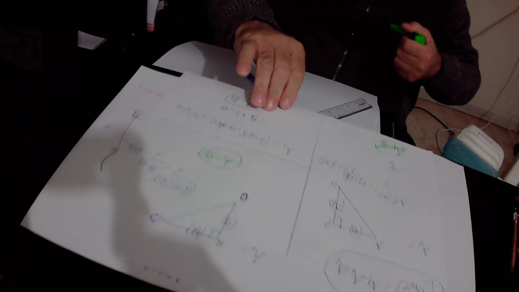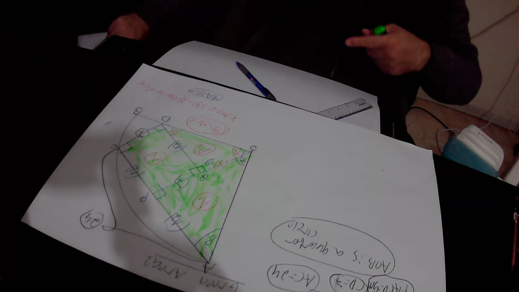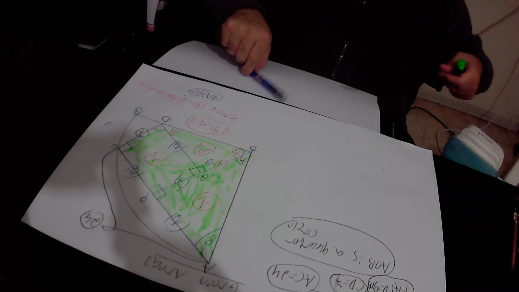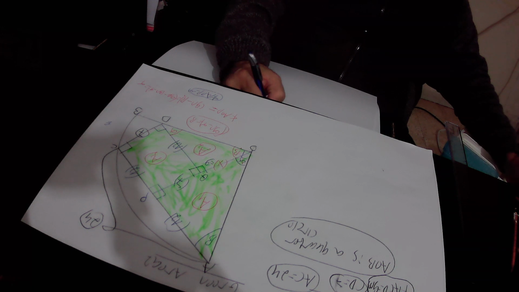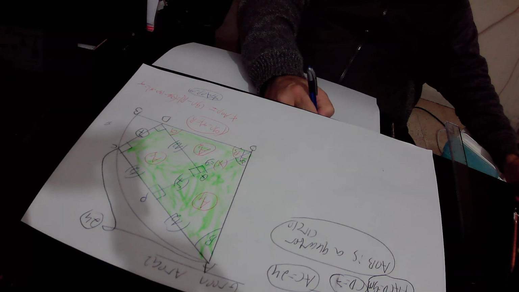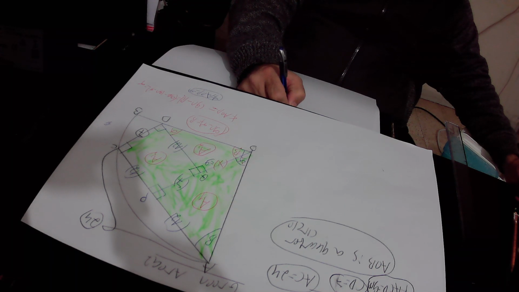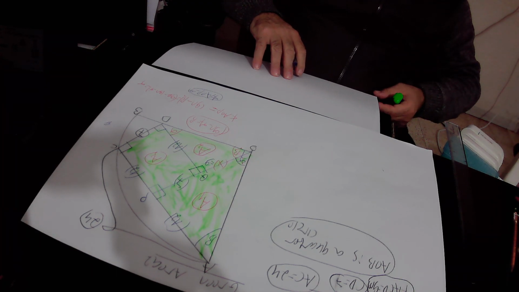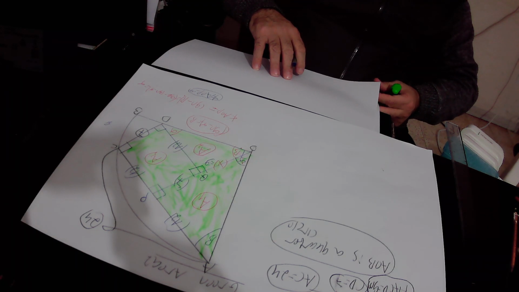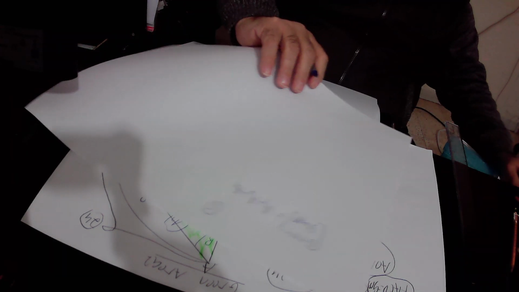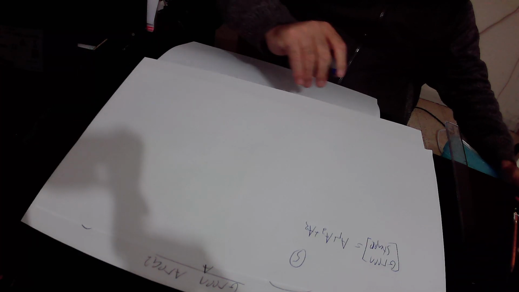Repeat again. The total area of the green shape is equal to A1 plus A2 plus A3. The area of the green shape equals A1 plus A2 plus A3.